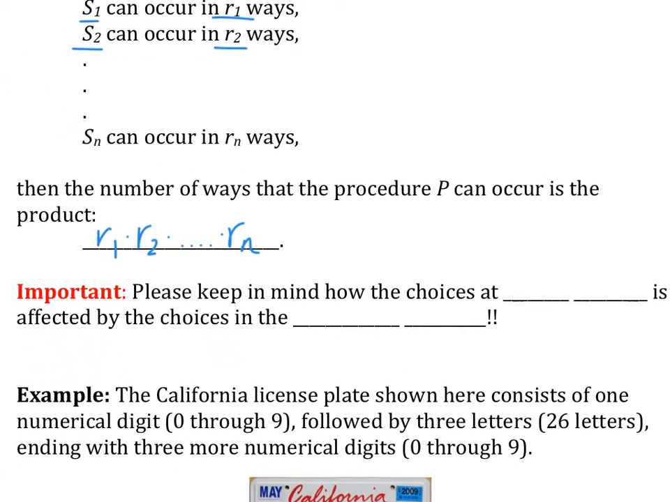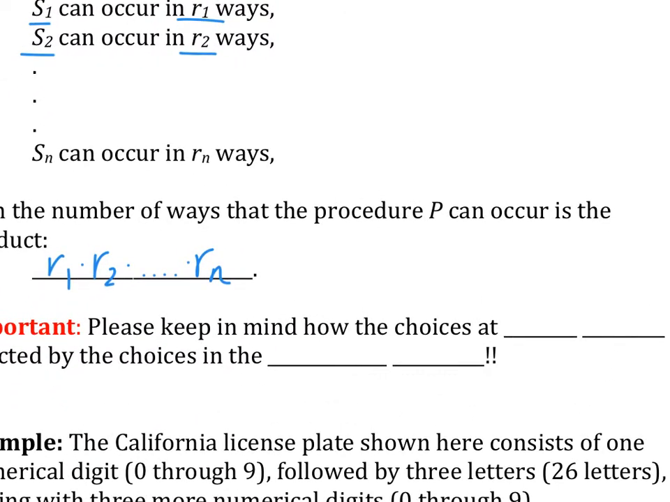All right, this is the important part. Please keep in mind how the choices at each stage is affected by the choices of the previous stage. Okay? Because things are going to happen in order. Is this amount of choices affected by the previous stage, or does it not matter? Okay, so we have to think about that before we start multiplying things together.